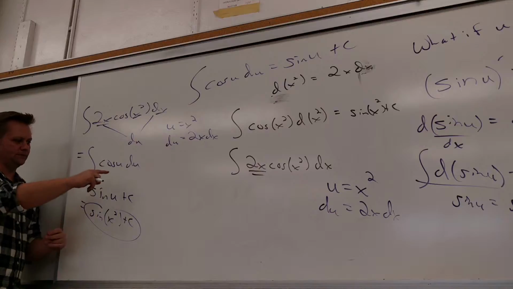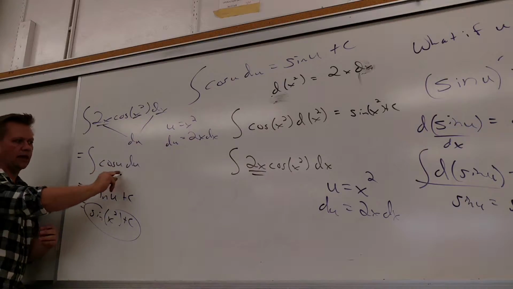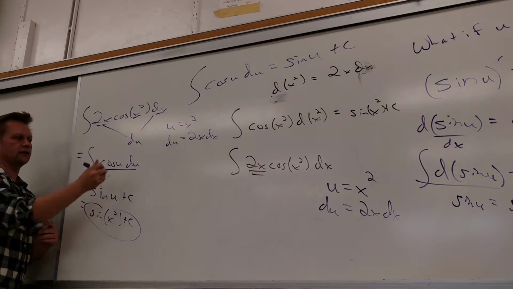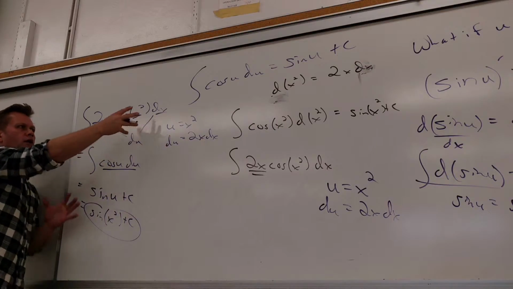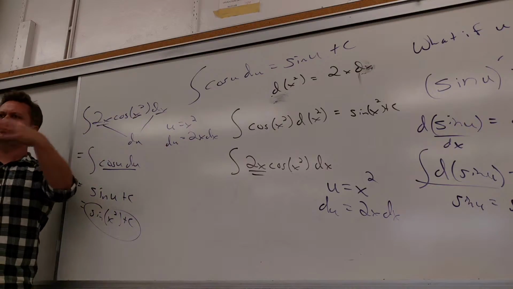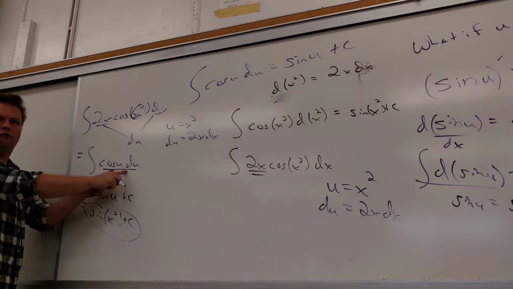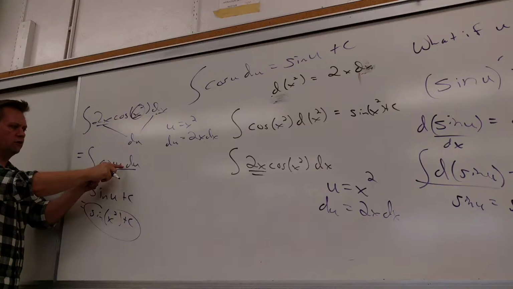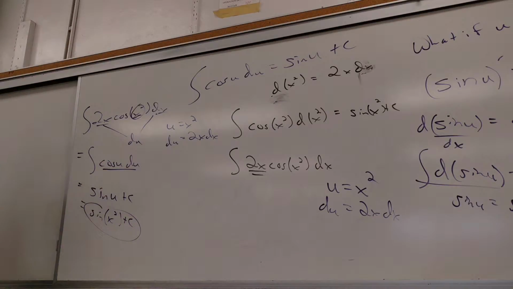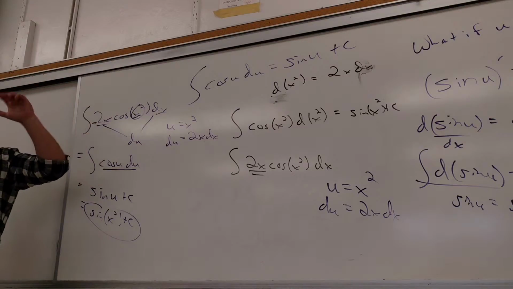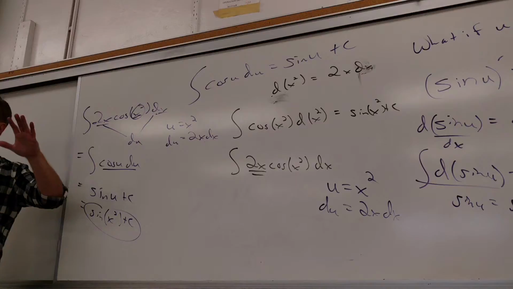So the integral of cosine u looks a lot better than it did, because by doing this, you preserve the form it's in. This is in the form cosine of something times its derivative. I didn't change the form, I just made it look better. So if you were given the integral of 2x cosine x squared, you could use u sub to attack it. Exactly. So let's do another one.